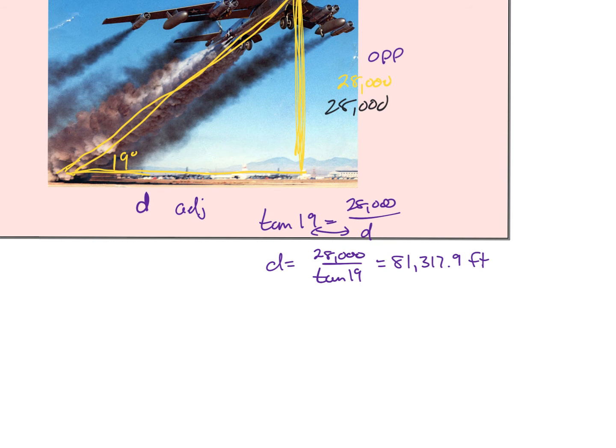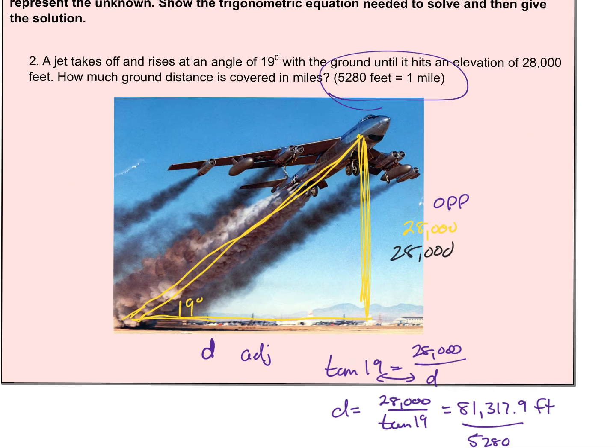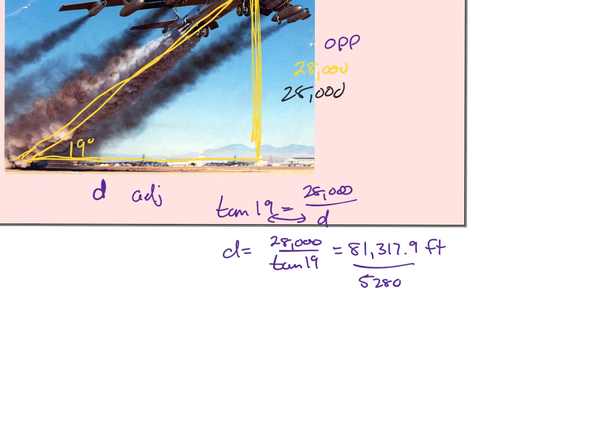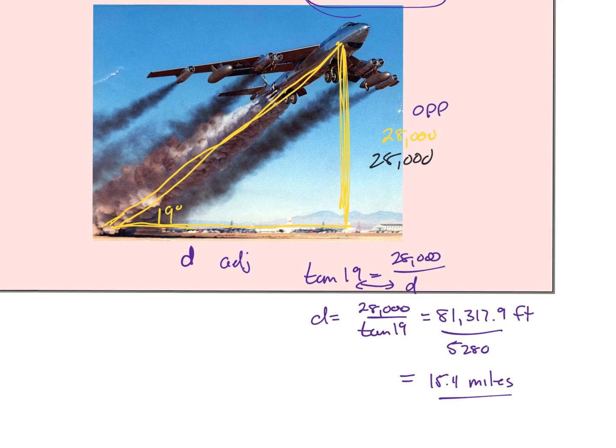I need to go in miles. So to convert to miles, I divide by 5,280, because that tells me how many feet are in a mile. When I divide that, it's approximately 15.4 miles. And that's how I do it. I'm looking at my angle of elevation, my height, and my distance. That tells me to use tangent. And after that, it's just some simple algebra, and off I go.